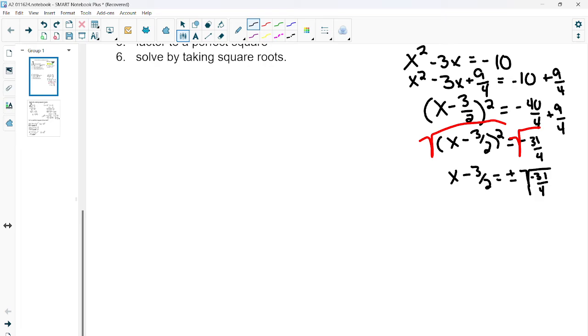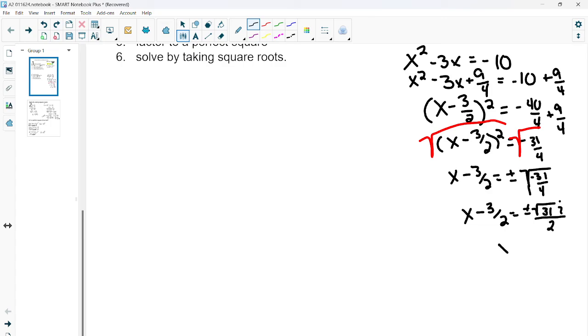And when we take the square root of the bottom of this, we can take the square root of the bottom and the square root of the top separately. 31 is a prime number. We're not going to be able to simplify that, but 4 is a perfect square. So we can simplify this just a little bit by saying x minus 3 over 2 equals plus or minus the square root of 31 i, because we can take the square root of negative 1 out of that radical, over the square root of 4, which is 2.